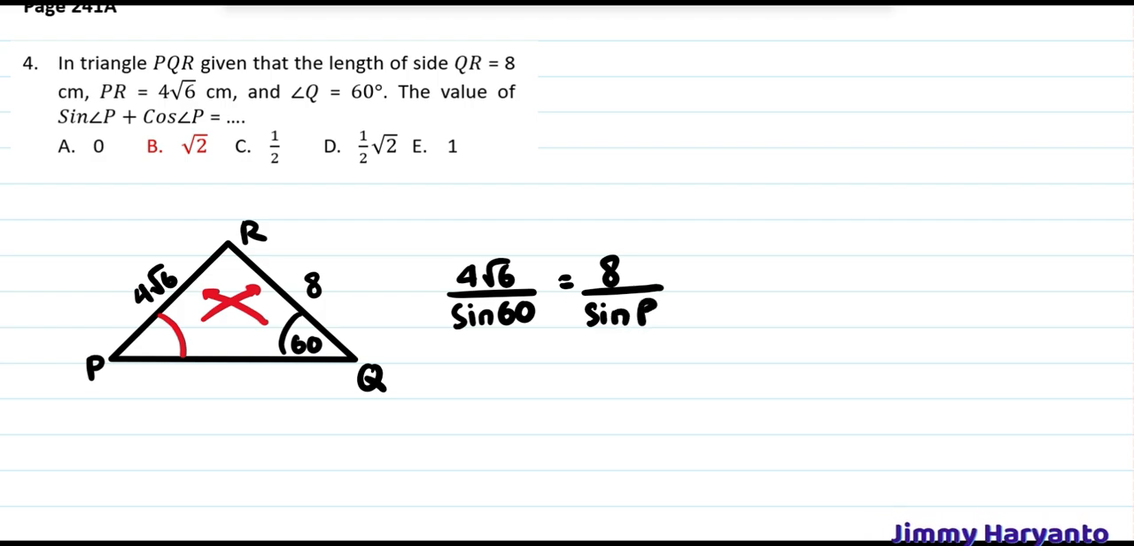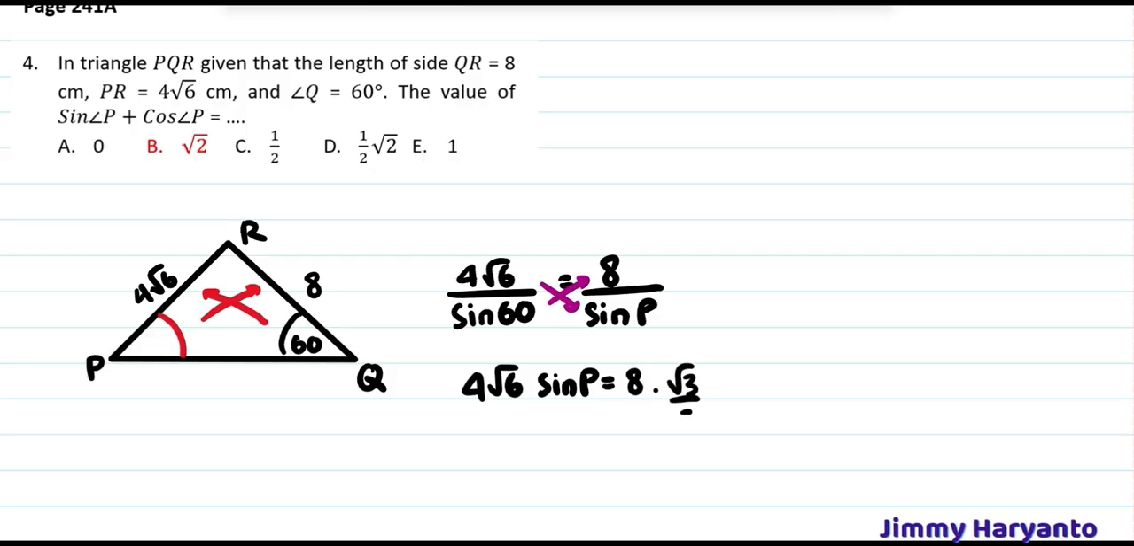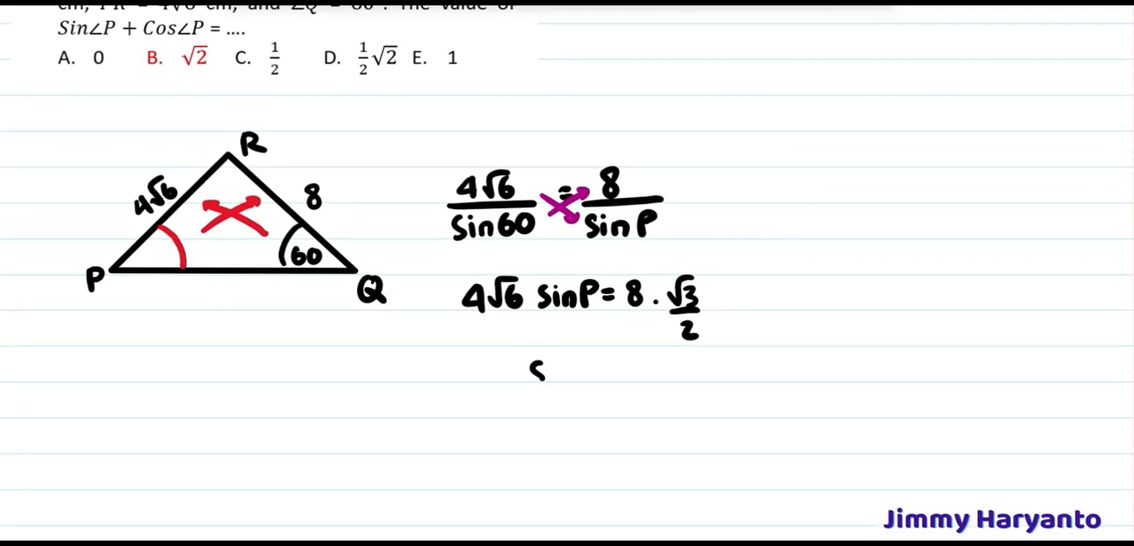And then let's do the cross multiplication. We'll have 4 square root of 6 times sine P equals 8 times sine 60. Sine 60 is square root of 3 over 2. And then we only have to move the 4 square root of 6. 8 times square root of 3 over 2 divided by 4 square root of 6.